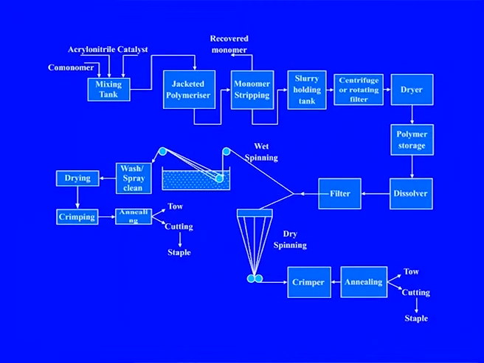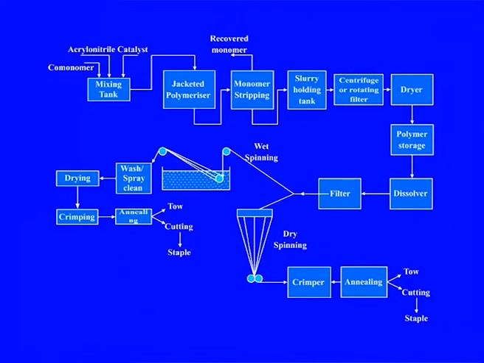This is the process in the case of the preparation of acrylonitrile tow, or cutting to staple fiber. There is a mixing tank where you add the acrylonitrile and catalyst, and if you are using a comonomer, then the comonomer will also be added. Then comes jacketed polymerization, the monomer stripping, which is recycled back, and then slurry handling, centrifuging, polymer storage, then the dissolver.